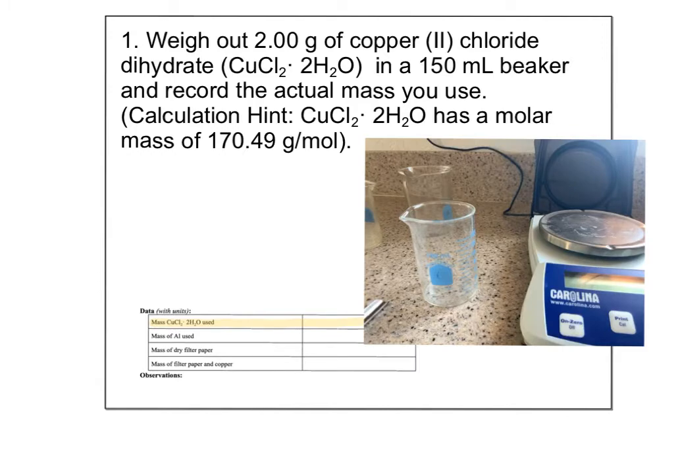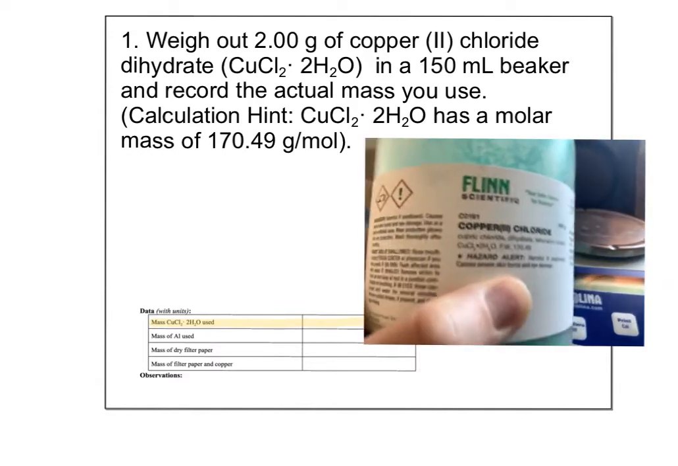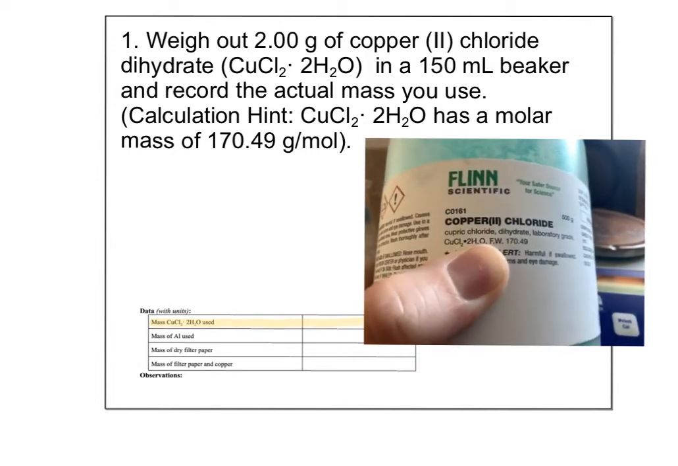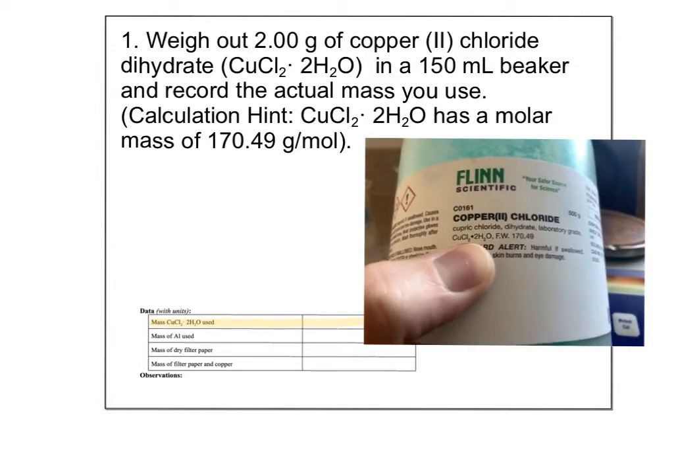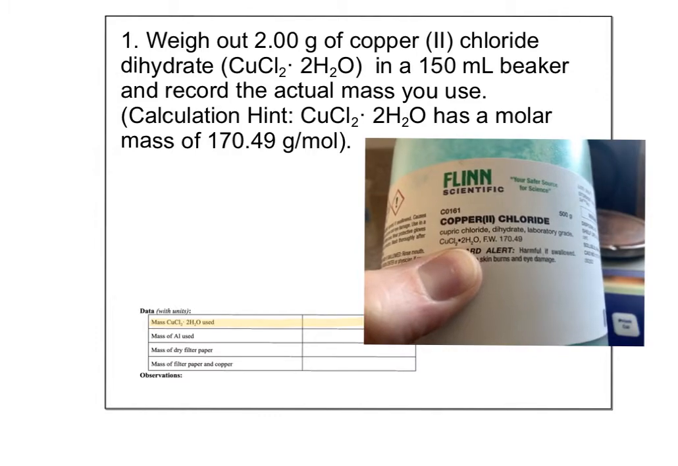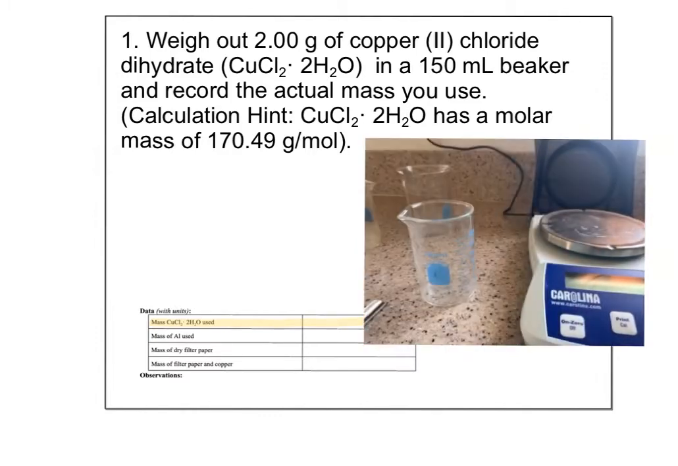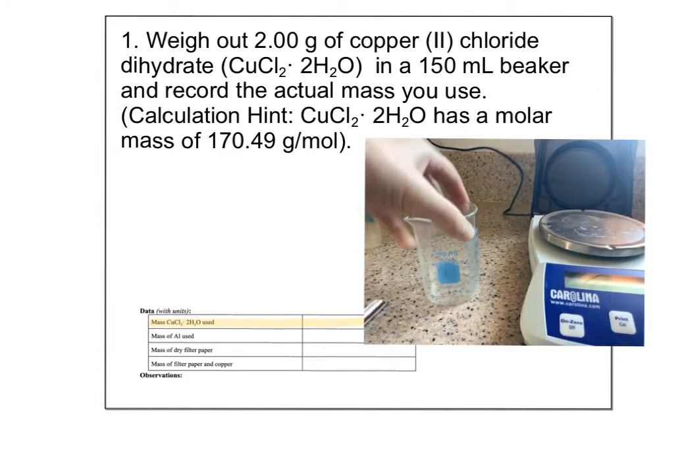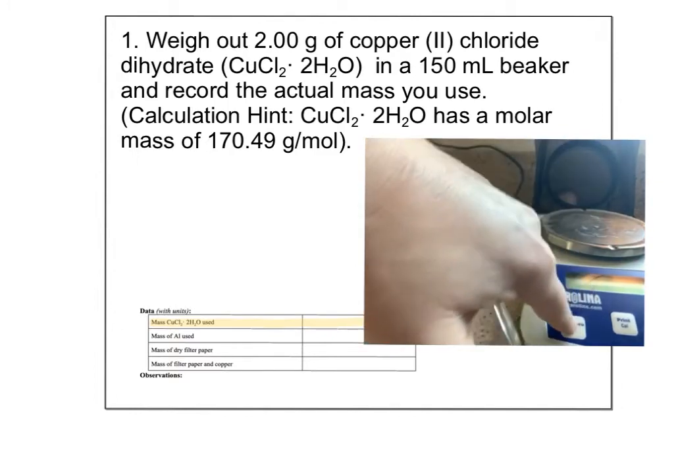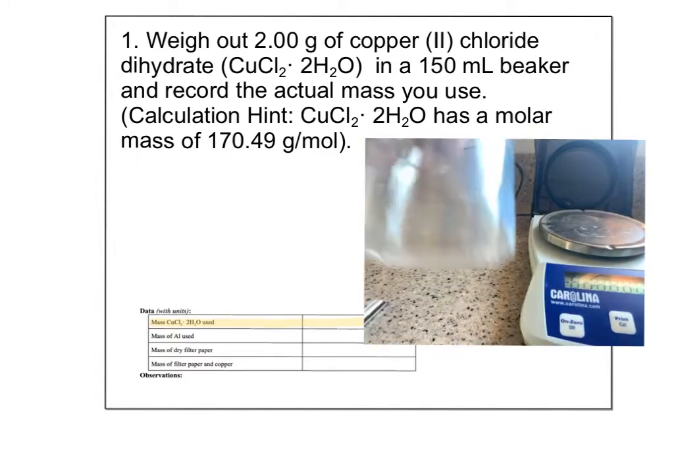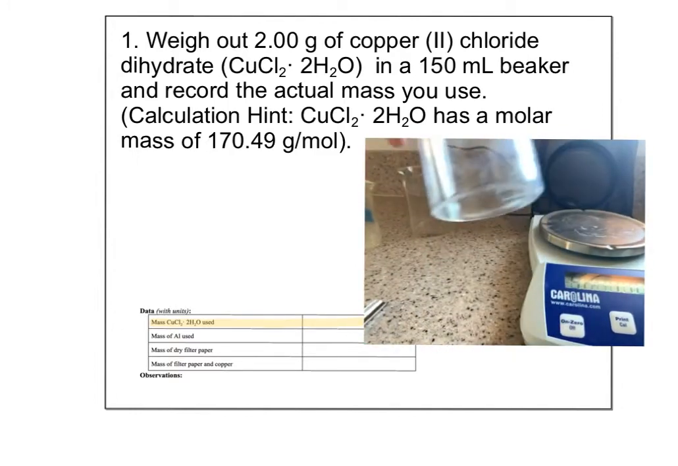All right, step number 1 says weigh out 2 grams of copper 2 chloride dihydrate. So it says copper 2 chloride, but look at, it says copper 2 chloride dot 2H2O. There's the formula weight, which is the same as molar mass. So I'm going to measure out 2 grams of that guy in 150 milliliter flask, or beaker, excuse me.